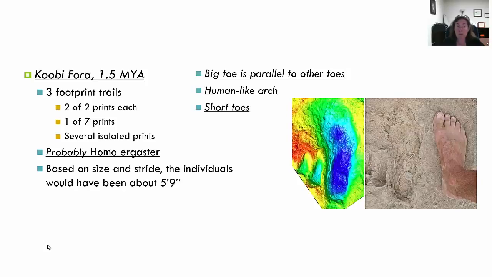It's probably Homo ergaster based on the date. Based on the size and the stride, the individuals would have been about 5'9". The big toe is parallel to the other toes. They have a human-like arch, and they have relatively short toes. So it's a nice difference that we're seeing over time.